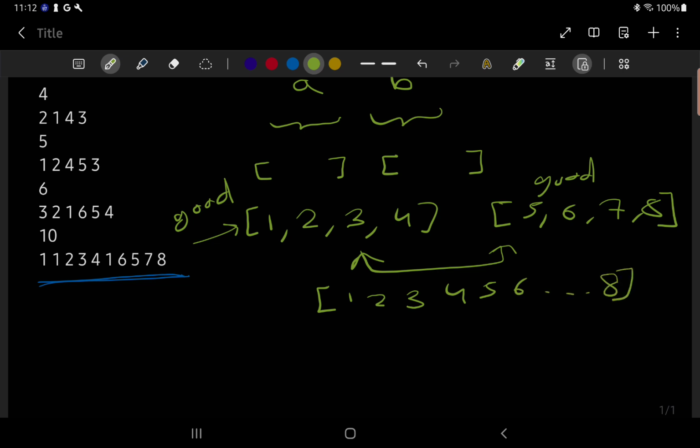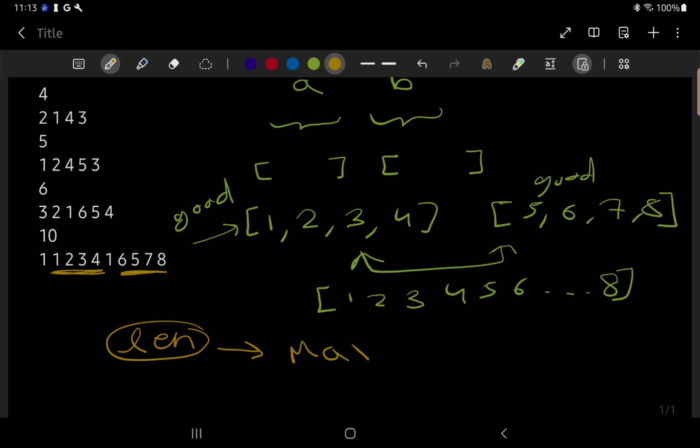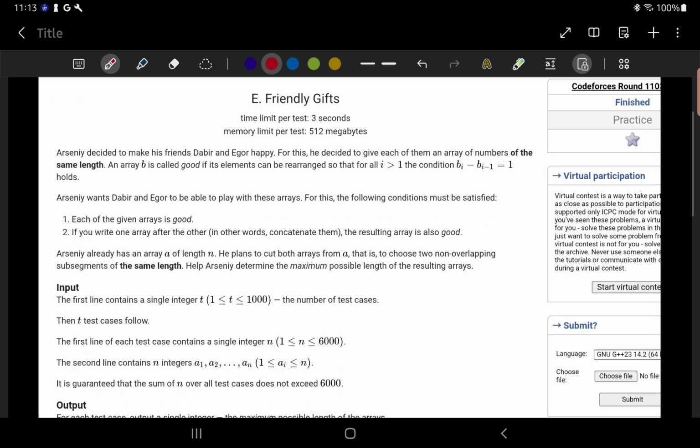Okay, this is a basic question. So in this case, like the test case I took over here, it is going to be 1 2 3 4 over here, and 6 7 8 9. About the length, we need to return the length as our answer, and we need to maximize this length. So this is our question. I hope you have understood the question. Now let's come to the constraints.